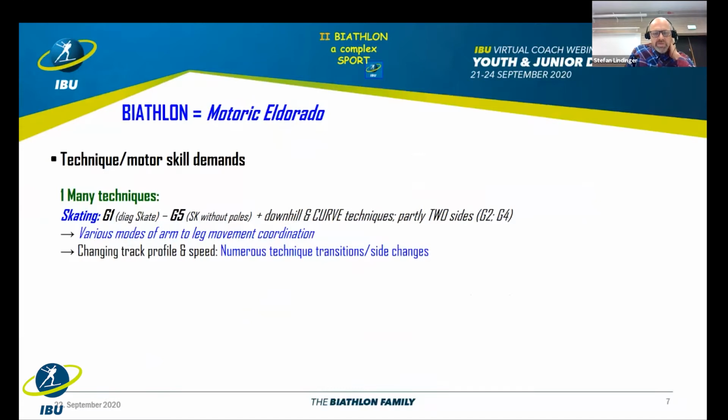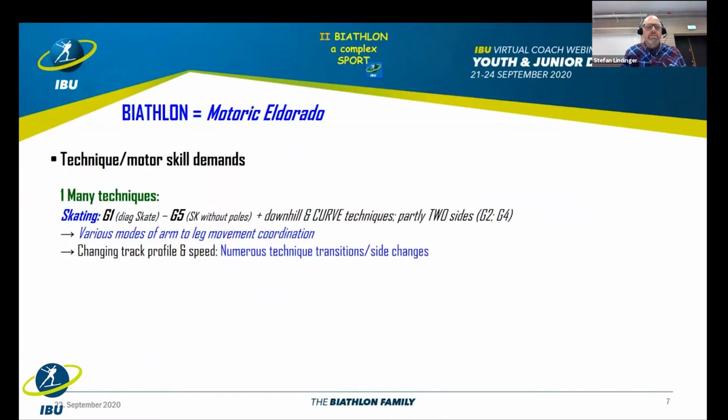Due to the fact that we have so many, we should have a very high level in all of those. I mean, no skier, so to say, has a top level in all skating techniques. So I don't find many. Honestly, some are very good in all, but it's not so many doing this.